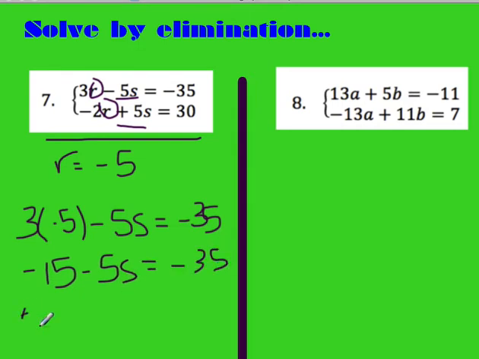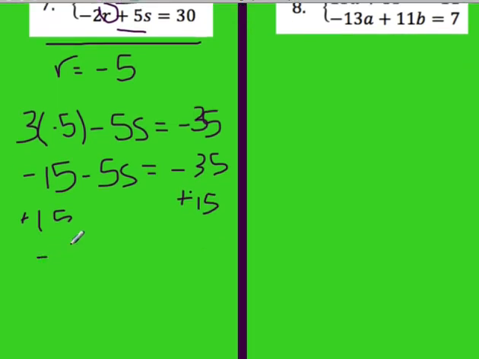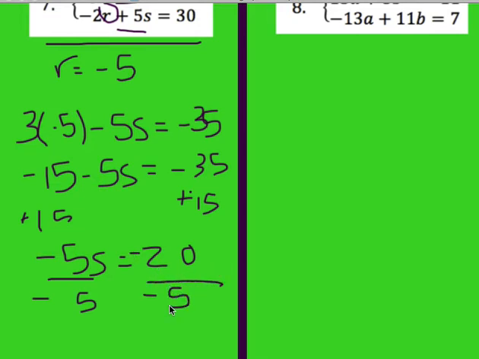So now I'm going to go ahead and add 15 to both sides. And I end up getting negative 5s, and that's going to be equal to negative 35 plus 15, which is negative 20. So then I can divide both sides by a negative 5, and I end up getting that s is equal to 4.